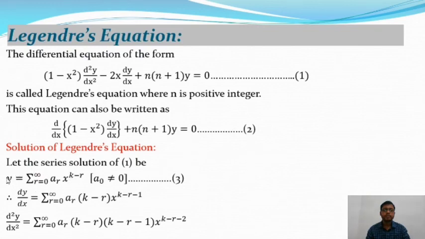So the series solution of the Legendre equation that we consider is y equal to summation over r equal to 0 to infinity of ar x to the power k minus r, where a0 is not equal to 0. Its first order derivative is summation over r equal to 0 to infinity of ar (k minus r) x to the power k minus r minus 1, and this one is the second order differentiation of the series solution of equation 1, that means the Legendre equation.